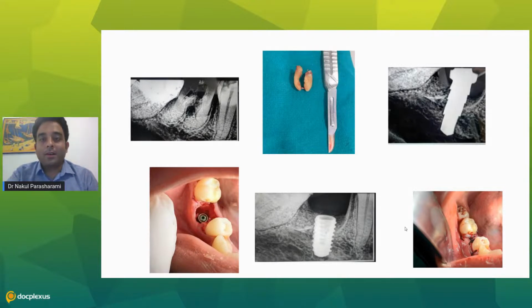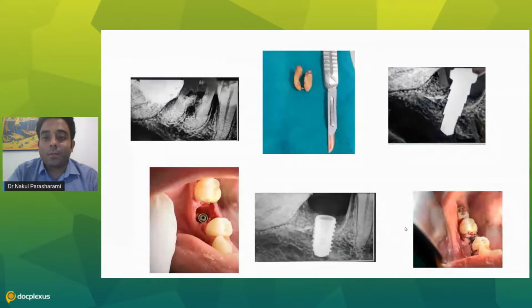So basically, immediate extraction followed by implant placement can be done in a grossly decayed, non-restorable, asymptomatic tooth. There is traumatic tooth loss and minimum bone loss. The tooth to be extracted has no signs of infection such as pain, swelling, tenderness, purulent discharge, etc. The tooth is not periodontally compromised.